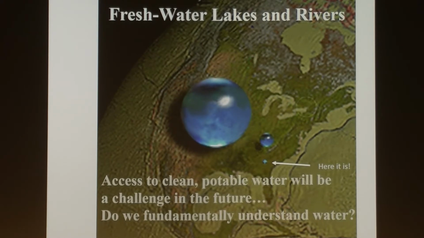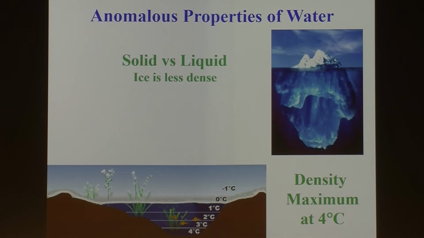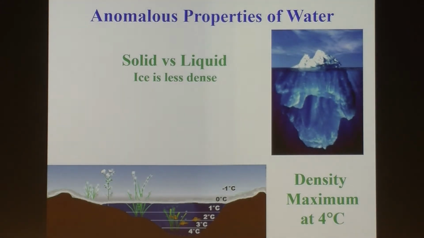So, a challenge for the future will be really access to clean, potable water. And in order to clean the water, I think we need to understand its properties and what gives the anomalous properties. Anomalous, that means basically unusual if you compare with other liquids. And typically, when a liquid solidifies, it becomes more dense. But for water, the ice is floating on top.